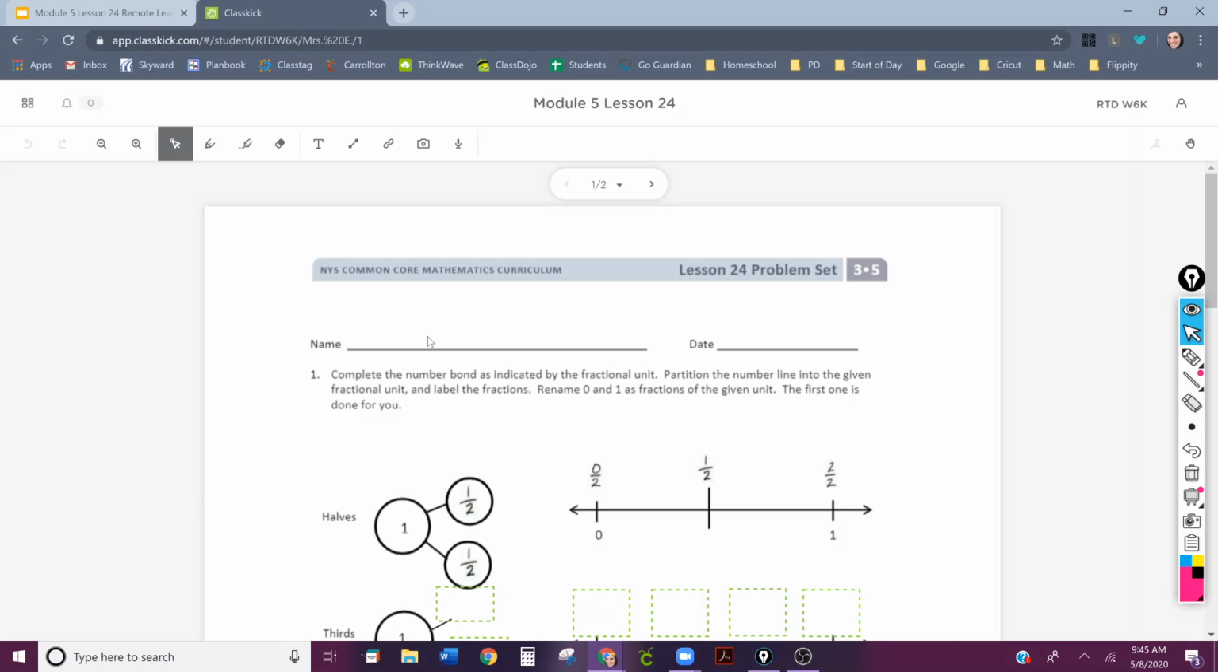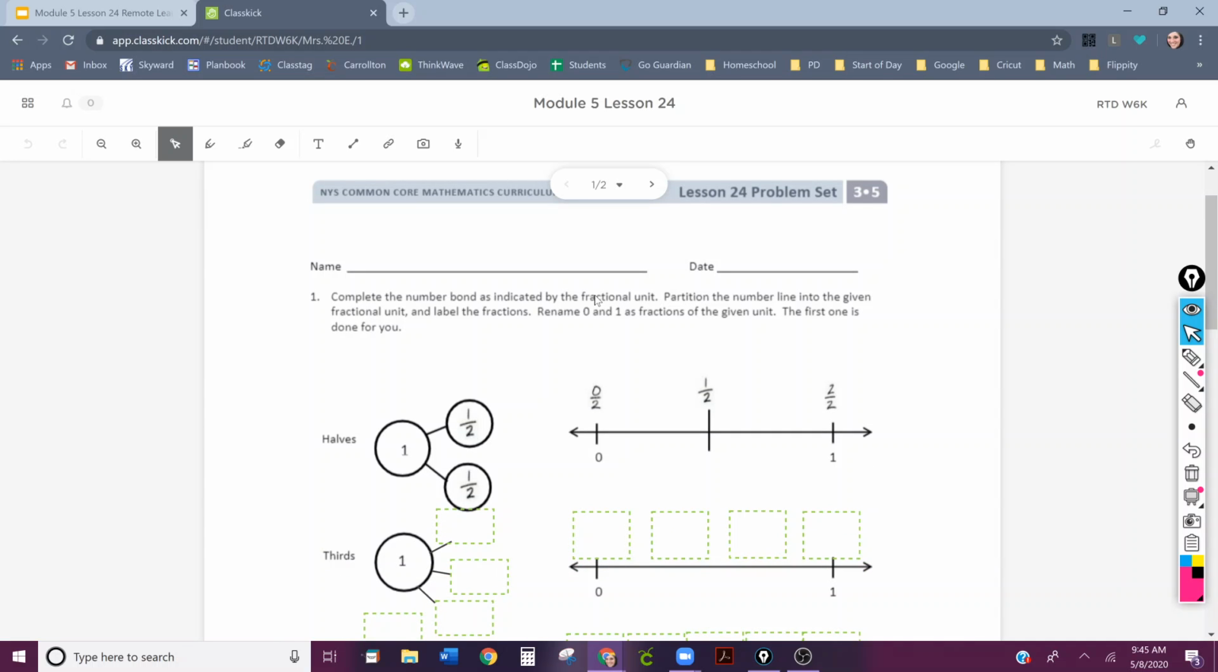All right, number 1, complete the number bond as indicated by the fractional unit. So over here, it has an example. Here's the fractional unit, it says halves. So it wants you to complete the number bond. So they put 1/2, 1/2. Partition the number line into the given fractional unit and label the fractions. So then they took the number bond and they broke it into halves, and then they labeled it 0 out of 2, or 0 halves, 1/2, 2 halves.